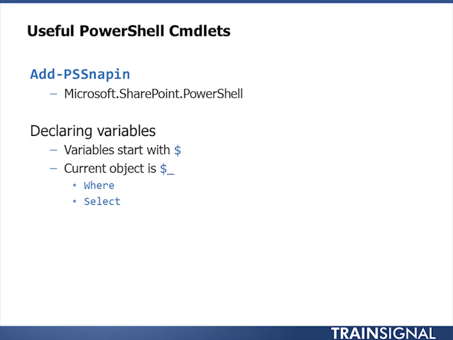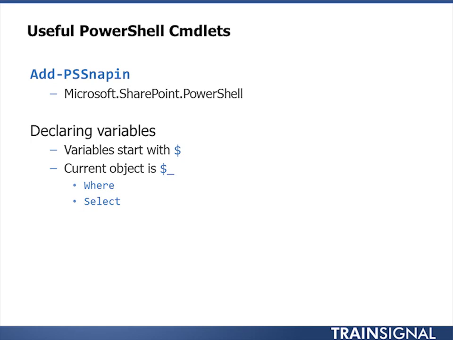The last little thing that I want to highlight before I go in and take a look at how we could do a little bit of PowerShell is how to declare variables. And we declare variables just by starting with a $ sign. Now if you want to access the current object, for example as part of a Where statement, you can do that by using $_. And that's just hard-coded into PowerShell.